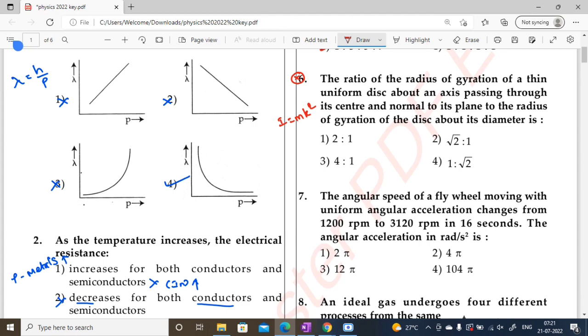So here they're asking we need to consider the uniform disk in two situations. One is the inertia along the axis passing through the center, and one is where the axis is passing through the diameter, right? So we know the moment of inertia for these two particular cases. So let us try to get it. So in the first case, when the axis passes through the center and normal to the plane of the disk, this is given by the equation 1 by 2 mr square.